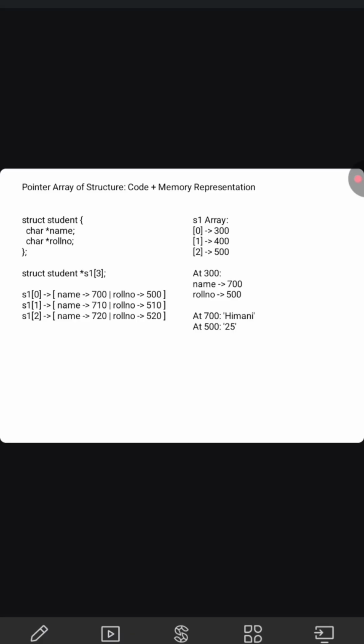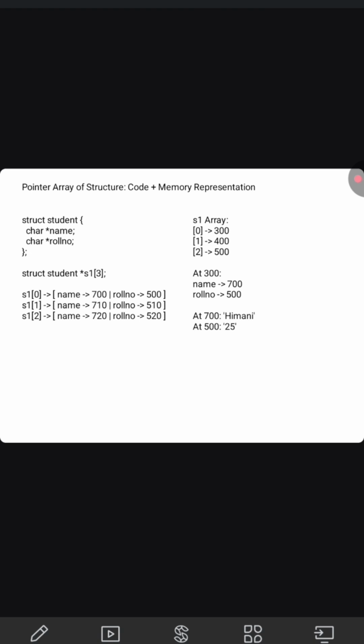The s1 array consists of s1[0] which has an address of 300, s1[1] which has an address of 400, s1[2] which has an address of 500, in case I declare an array of size 3. Now the first element s1[0] points to address 300. At 300 we have two pointers, name and roll number. Now name is pointing towards the address 700, as we can see here at the bottom on the right side. At 700 we have Himani. Similarly roll number points to 500. At 500 we have the value of 25.